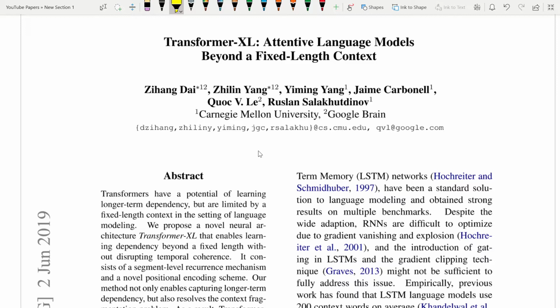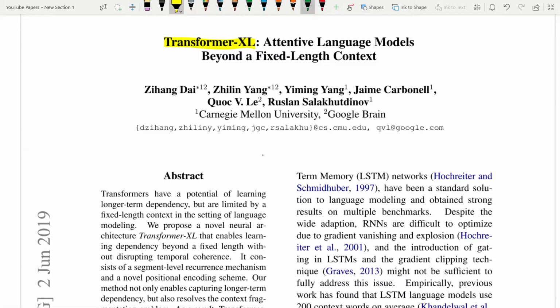As the name suggests, it's Transformer XL. Before moving on, I would like to point out that I have mentioned the prerequisites required for this in the description, so you may want to go through that. If you're familiar with it, you may just start away with the video. So here, this is Transformer XL.